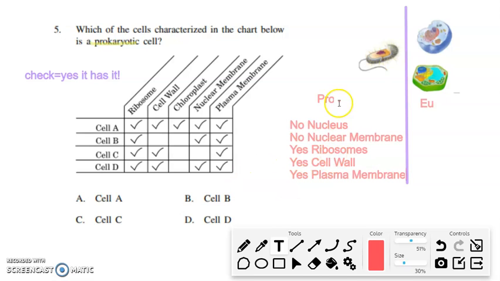Okay, now that you know what the prokaryotic cell doesn't have and does have, you should be able to look at the chart here. Remember, the check means that yes, it has it, and decide which cell, A, B, C, or D, is a prokaryotic cell.